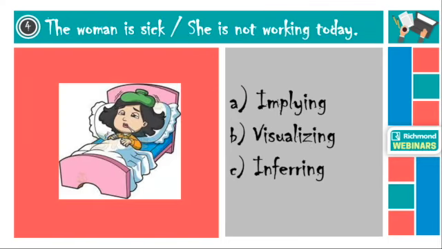Now the woman is sick. She's not working today. Based on this, you are inferring. Yes. Because here you have some specific evidence. You know that she's sick, so because she's sick, she cannot move. Maybe you see she's in bed. So you are inferring from something. You're not implying, it's not that you have a hint. No, you have very specific evidence. So that's what you infer.